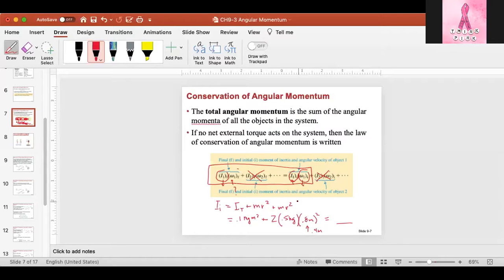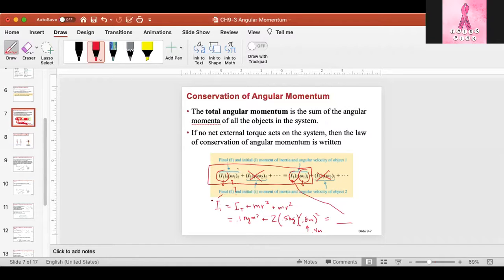0.13. Did you double the two hands? It should be a little bit bigger than that. Or did you forget to add on the moment of inertia of the torso? Is it 0.26? 0.26 it is, kilogram meter squared. Yeah.